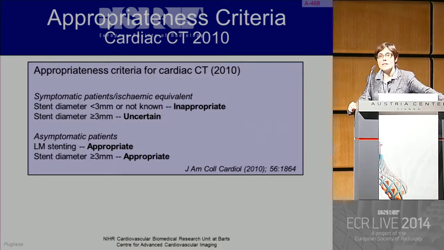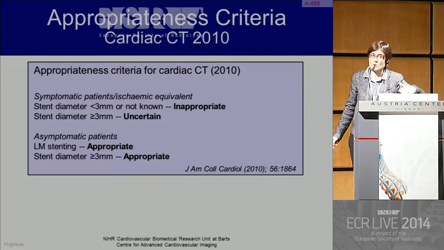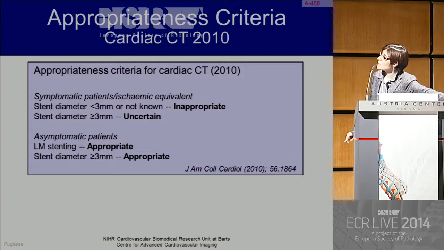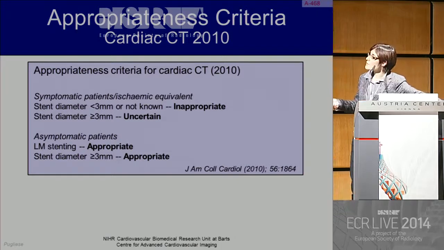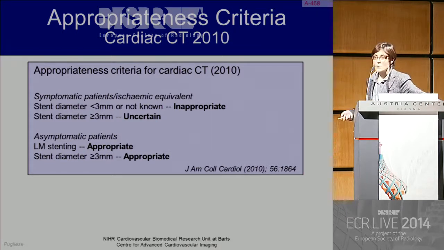I showed you earlier what people thought it was a good idea to do in 2006, and in 2010 things look a little better for CT, because it's now thought that although it still remains uncertain as an appropriate diagnostic tool in patients with symptoms or ischemic equivalents, in asymptomatic patients who have either unprotected left main stenting or a large stent somewhere in the coronary tree, this tool is deemed to be appropriate.